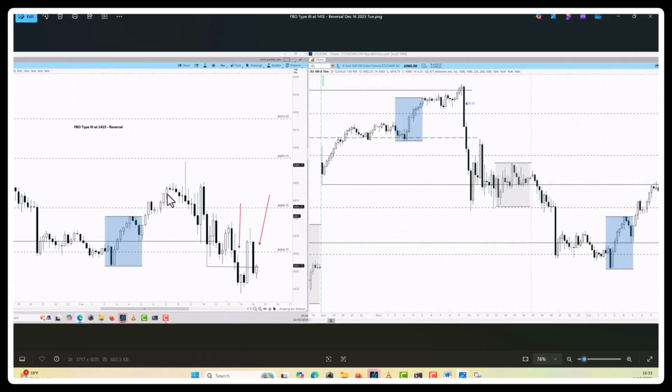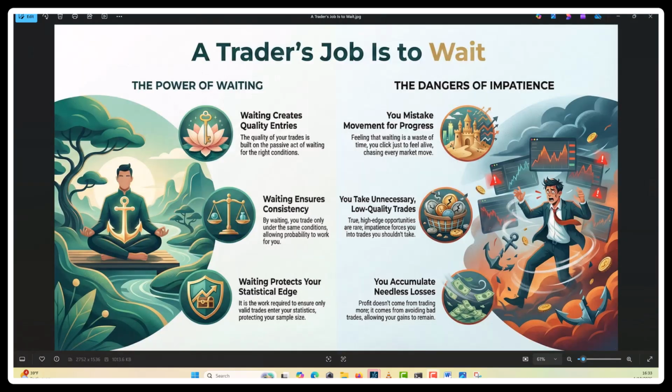So that is the first example of the reversal for type 3, and now let's take a second example. Yeah, before we go to the second example, here's the thing that we want to share.